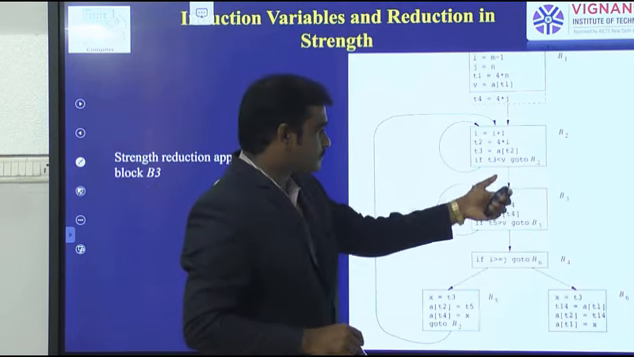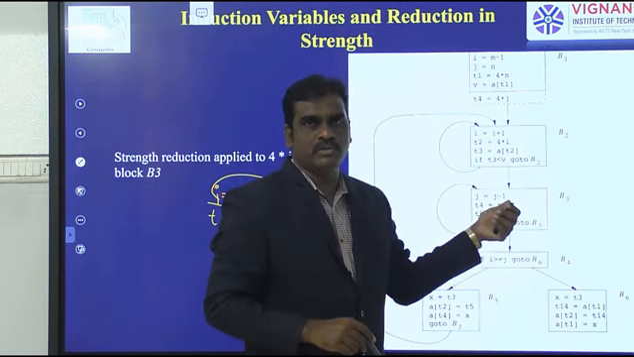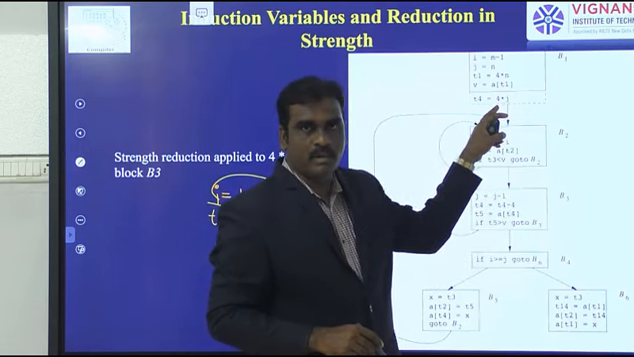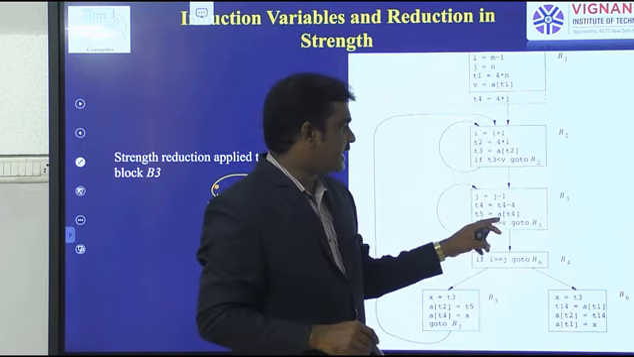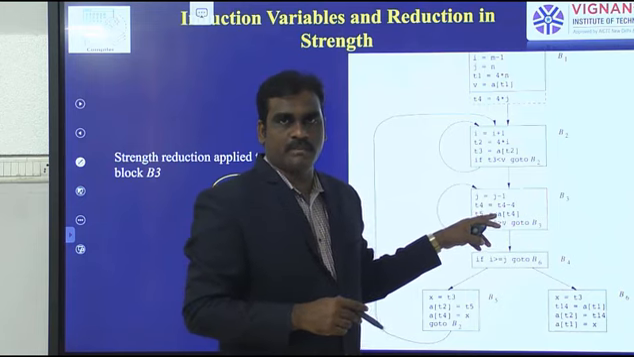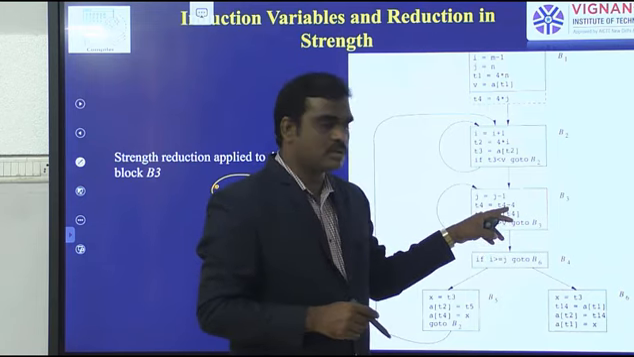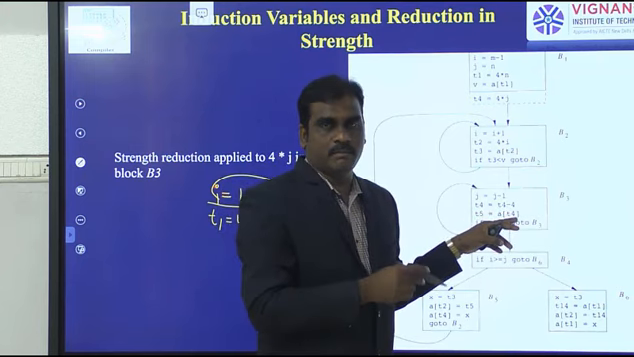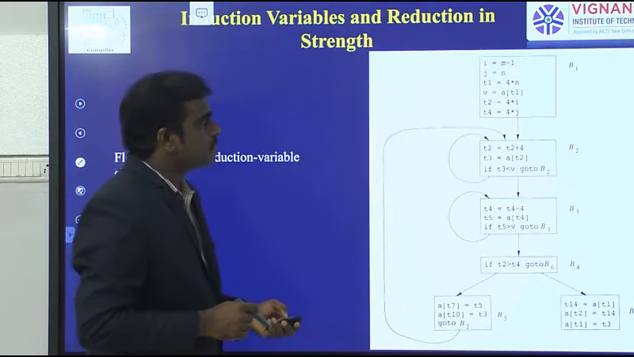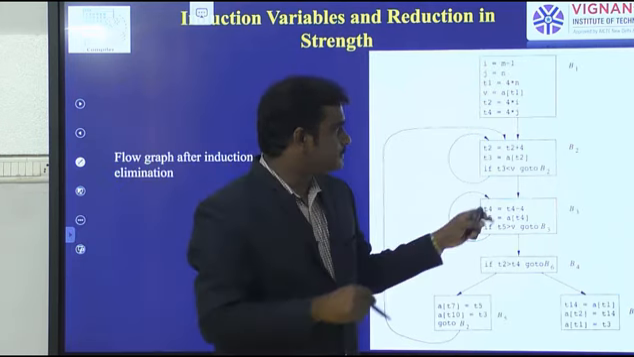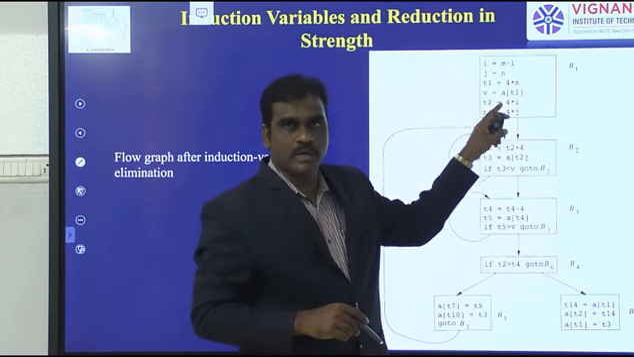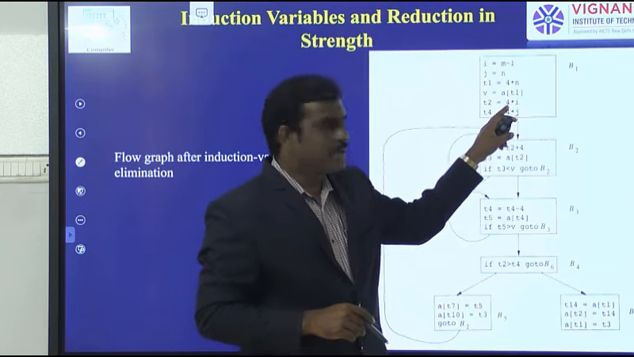Suppose you observe, previously it is 4 into j. Now we have to perform only one time the operation 4 into j. Next, every time it is decremented by 4. So previously here it is a star operator. Now this time we have reduced it to a minus operation, every time decremented by 4. In the same way, 4 into I also. So 4 into I one time.